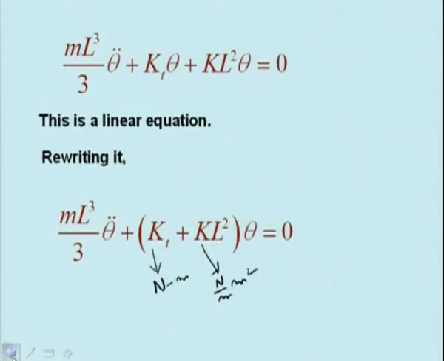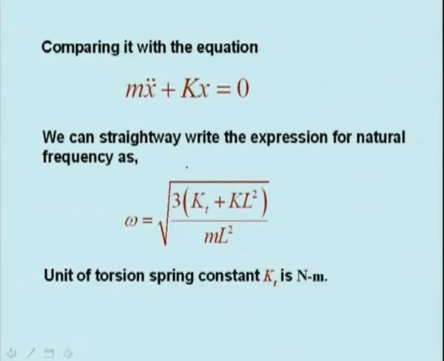We already have solved this equation, so why solve this again? Only thing is that instead of m I will put ml square by 3, instead of k I will put Kt plus KL square. So we can straightaway get the expression for the natural frequency, omega equal to under root k by m. In the same way, omega equals under root of 3 times Kt plus KL square divided by ml square. The unit of torsional spring constant Kt is Newton meter.